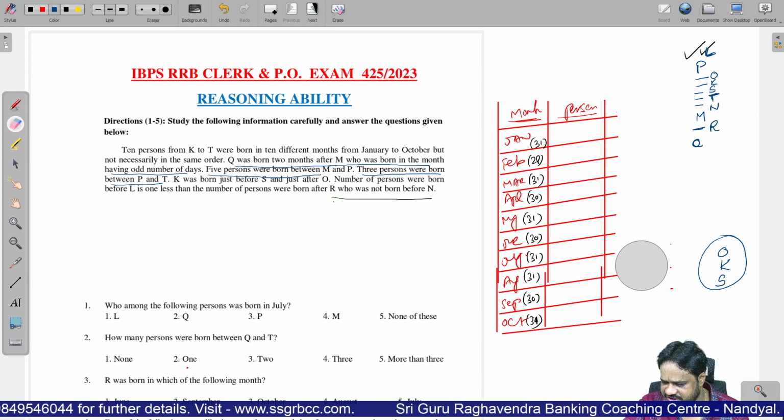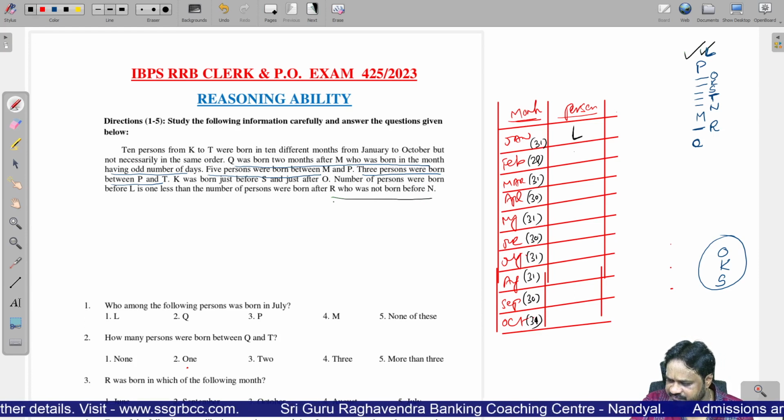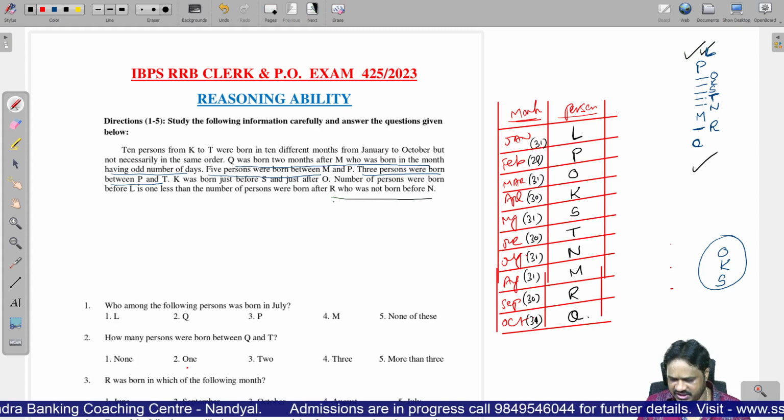If you see the correct arrangement properly, first person is L, next person is P. See this one. After that O, then K, then S, then T, then N, M, R, and Q. So this is the correct arrangement. Now let us answer the questions.